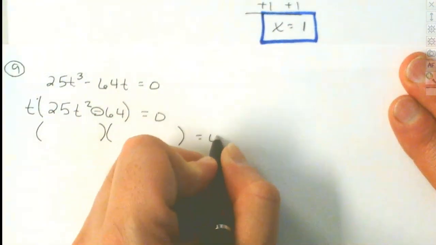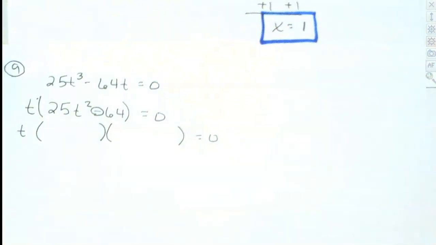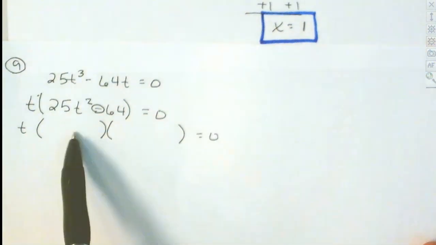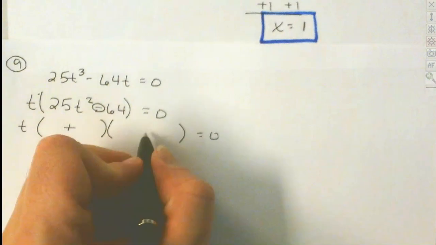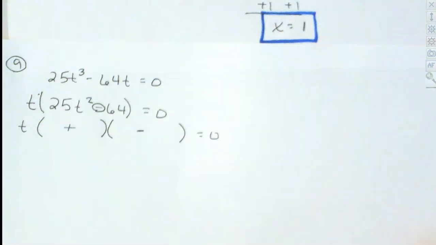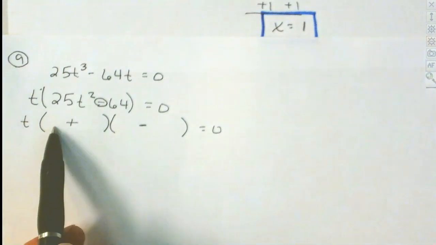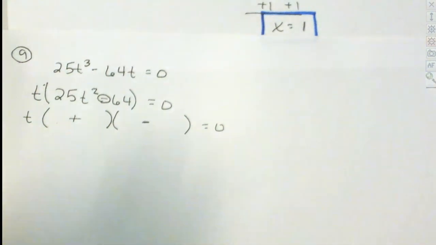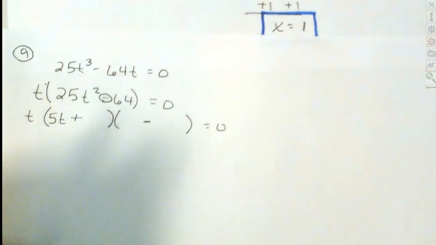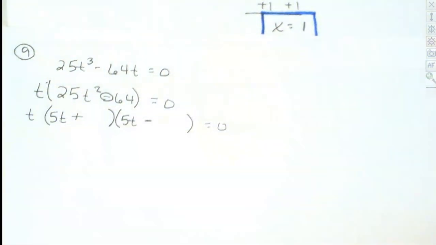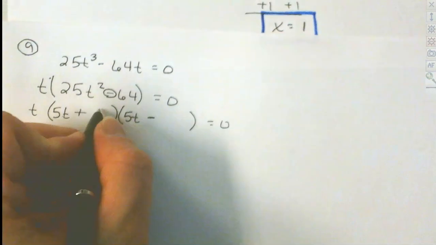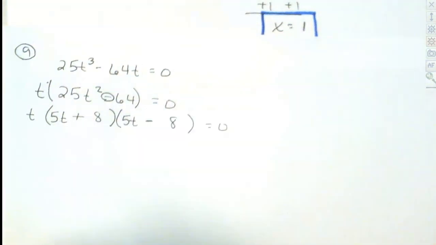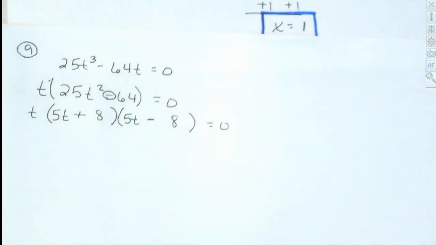Now, what do we know about the signs? What goes in each one of these? Yep, very good. Plus, minus, it doesn't matter which one goes first. Just one of them's going to be positive and one negative. What goes here? 5, not just a 5, it's a 5 t. And the same thing's over here. What goes here? 8, and what goes over here? 8. So now we have this completely factored.